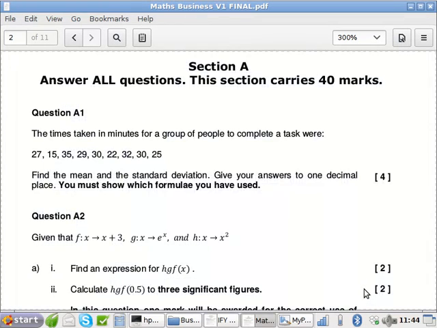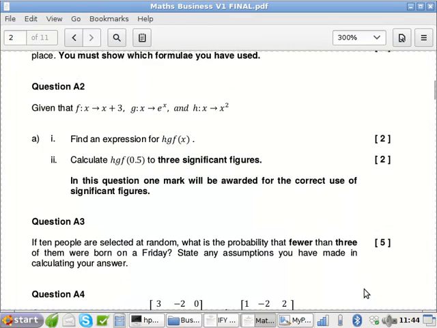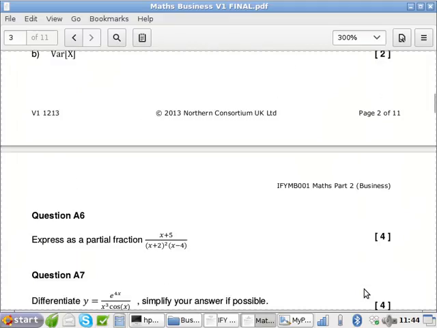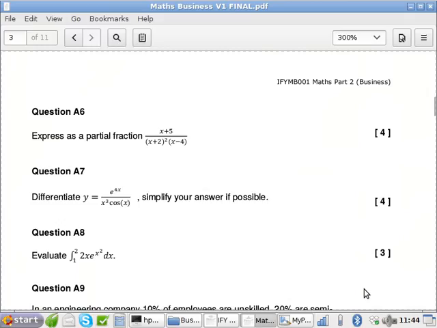So, A1 is okay, A2, A3. We'll go back to A3 later. Engineers, you had to do partial fractions as well, didn't you? Yeah. A6, please.